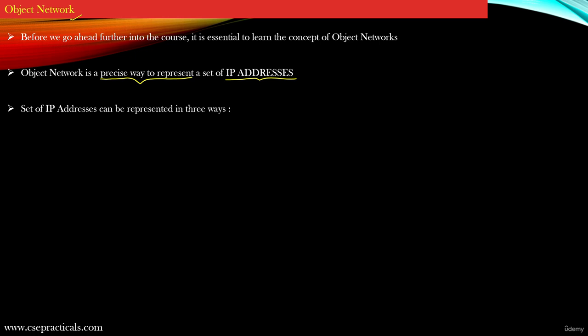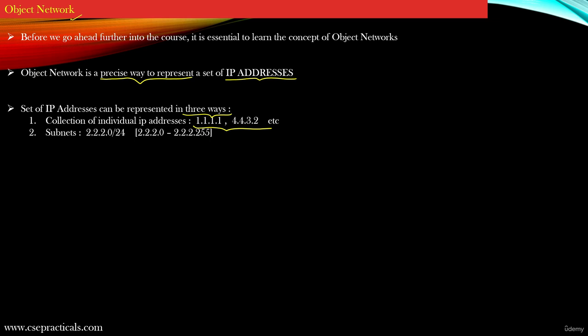A set of IP addresses can be represented in three ways. For example, the collection of individual IP addresses, for example 1.1.1.1 or 4.4.3.2, etc. These are just random IP addresses. This is one way to represent a collection or set of IP addresses. The second way is using a subnet. All right, so a subnet means all the IP addresses which belong to this range. So a subnet is one way to represent the collection of IP addresses.